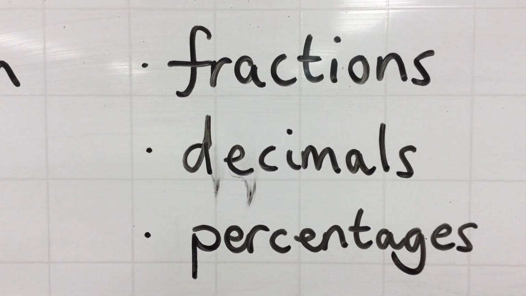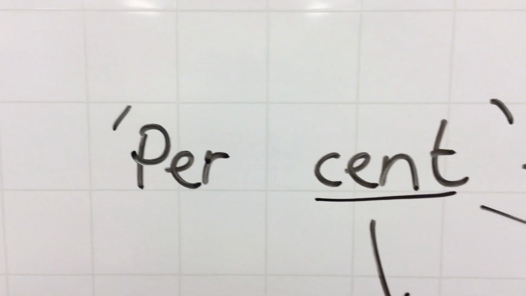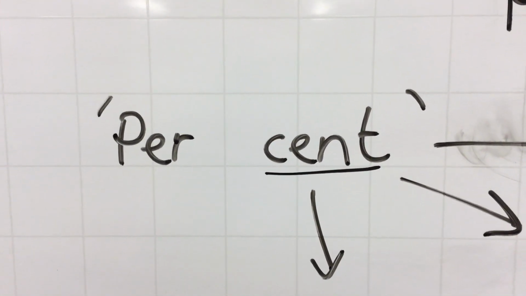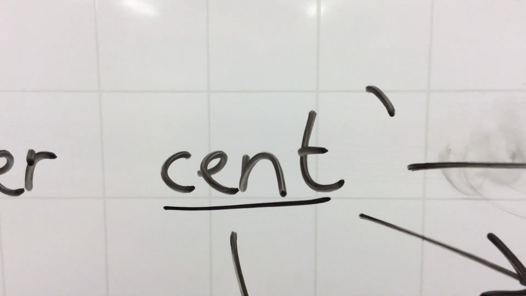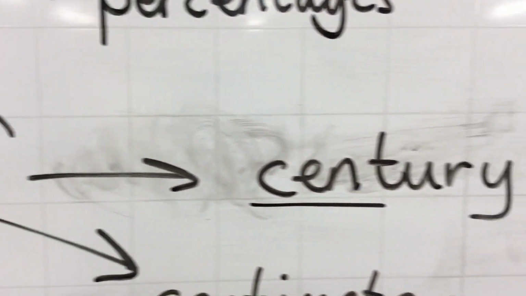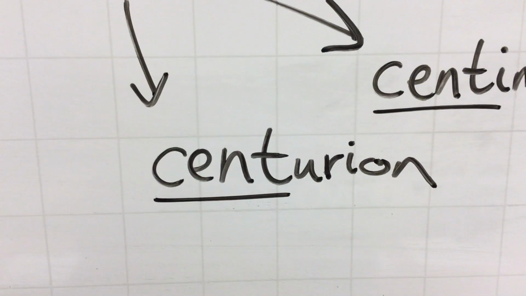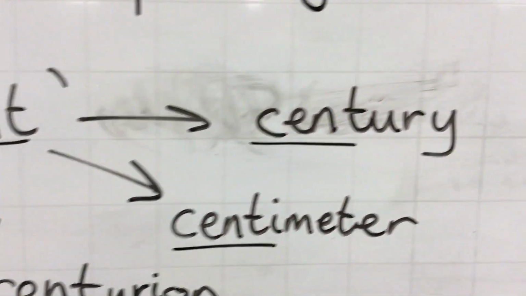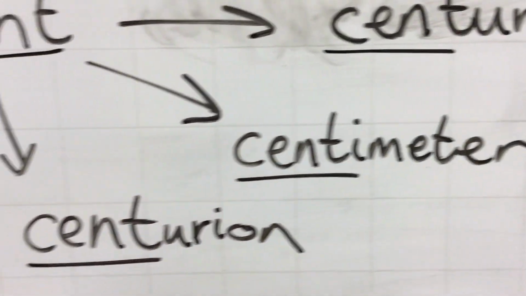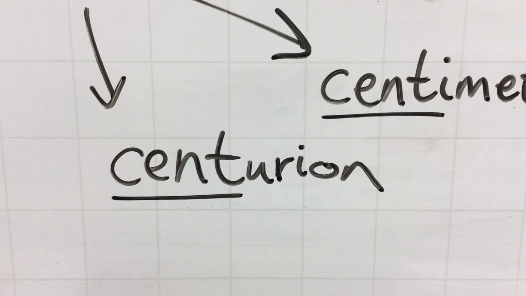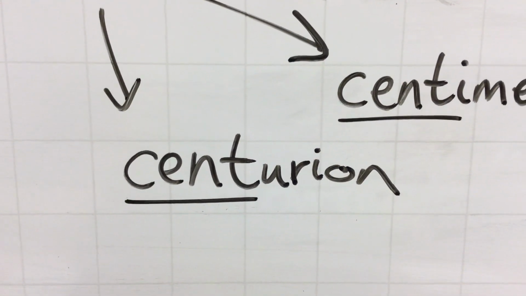Now the word percentage, we can break it down because percent means, well, can you guess? That word there, cent, where have we heard it before? You might know words like century, centimetre, centurion. Century is 100 years, centimetre, there are 100 centimetres in a metre, and centurion, the soldier who was in charge of 100 other soldiers in the Roman army.